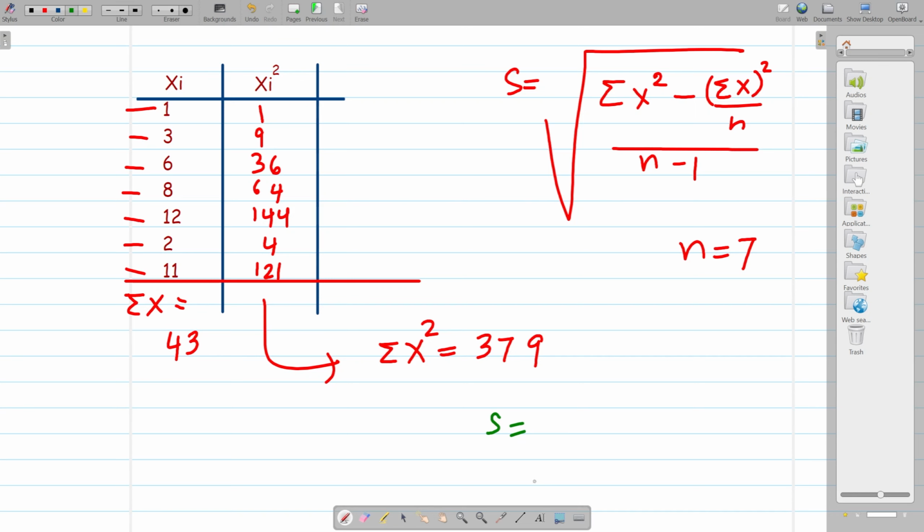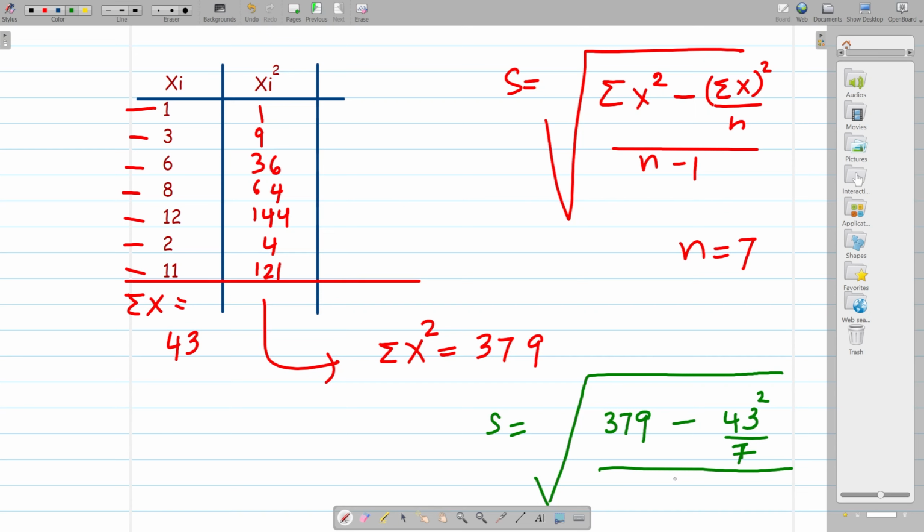Now what you have to do is just substitute the values. s equals the square root of 379 minus 43 squared, where n is 7, divided by 7 minus 1, that is 6. If you simplify this, the answer for the standard deviation is 4.3753. This is the answer.